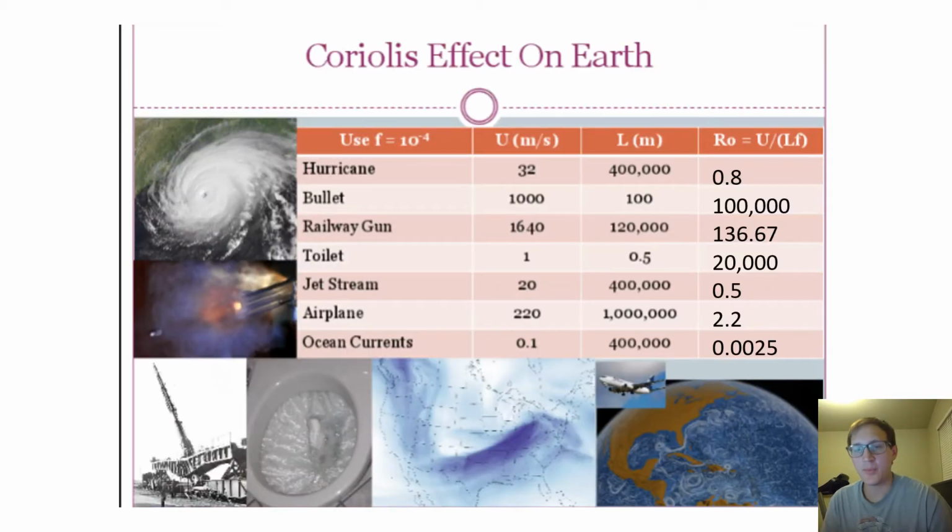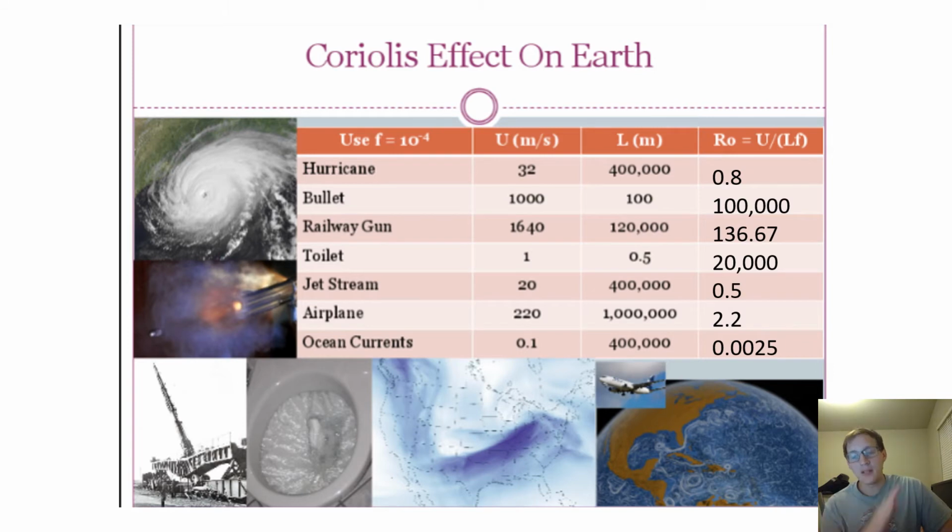Okay, here are some examples. As you can tell, I have the rho numbers over here on the right. So for example, a hurricane moves at 32 meters per second, the L value being 400,000. And when you calculate all of this, you get 0.8. That is a relatively low rho number, meaning that hurricanes are definitely affected by the Coriolis effect, meaning they don't travel in straight lines, even though they technically should.